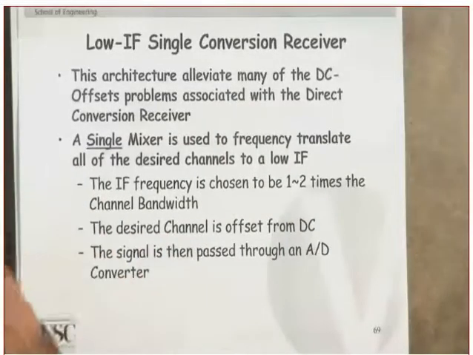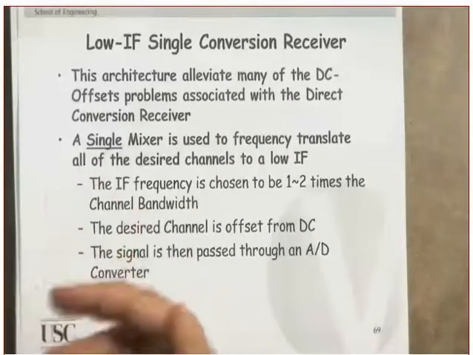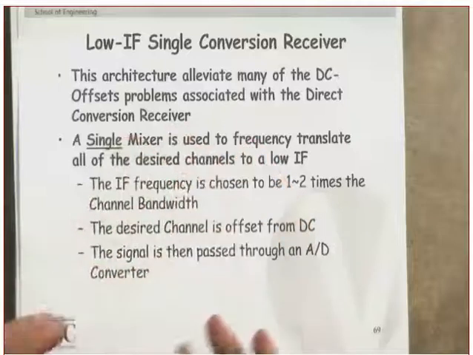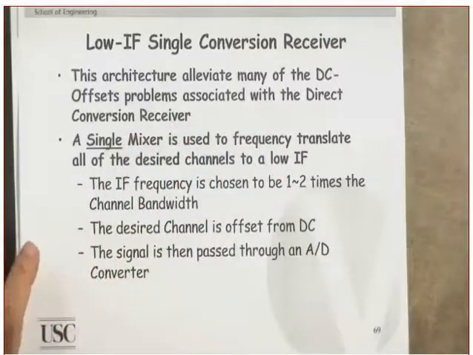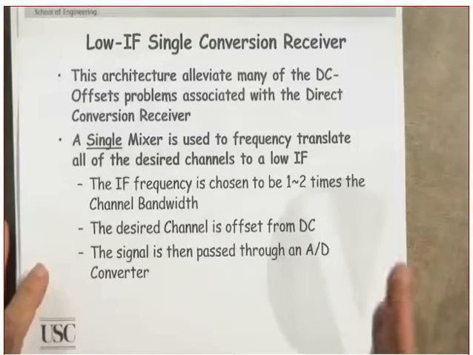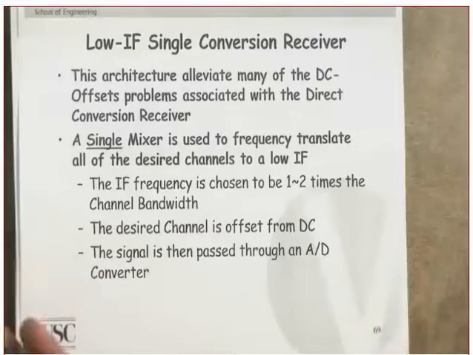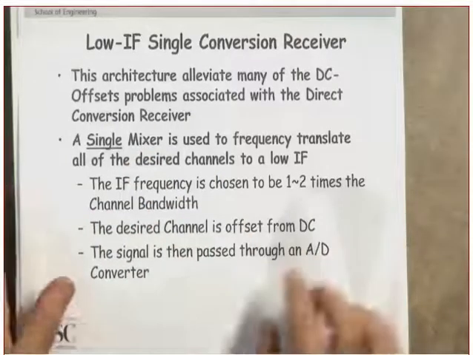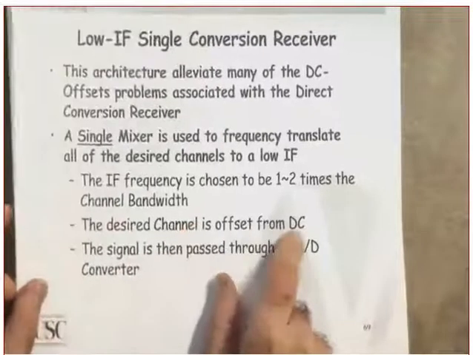But the sampling will become a little bit easier. Did you answer what sampling means? I'm talking about the ADC, because instead of sampling at IF, you are sampling at low IF. Yes or no? And low IF means the sampling rate is going to be a little bit lower. Clear? Okay. So the desired channel is offset from the DC.